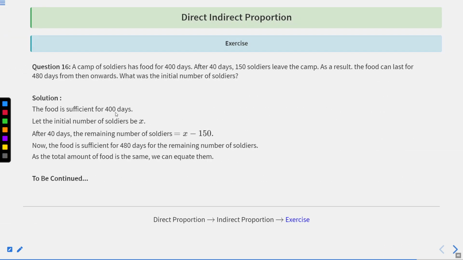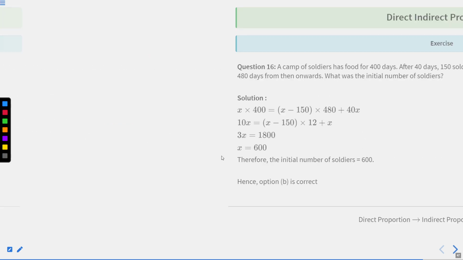So the food is sufficient for 400 days. That is given to us in the question. And let us suppose the initial number of soldiers be x. That is unknown to us. So after 40 days, the remaining soldiers are x minus 150. Correct? And now the food is sufficient for 480 days for the remaining number of soldiers, that is x minus 150. As the total amount of food is the same, we can equate them.